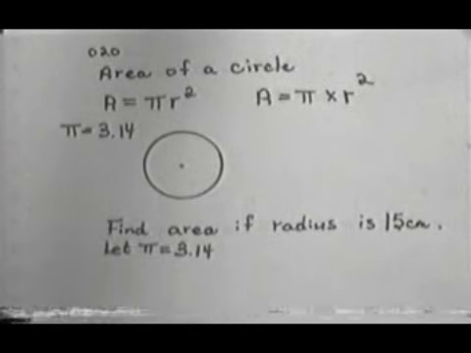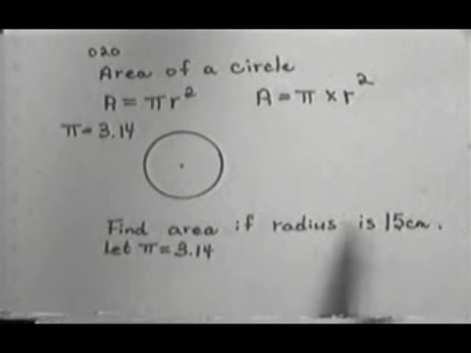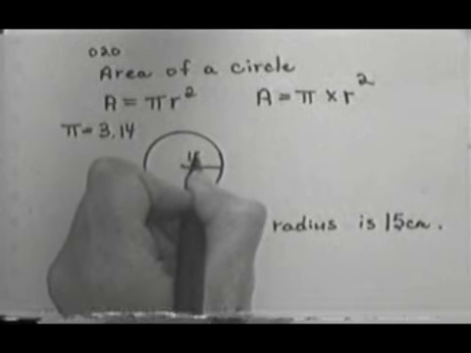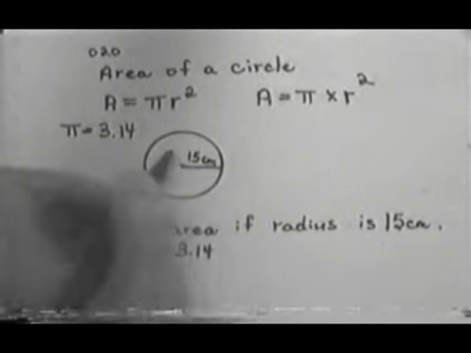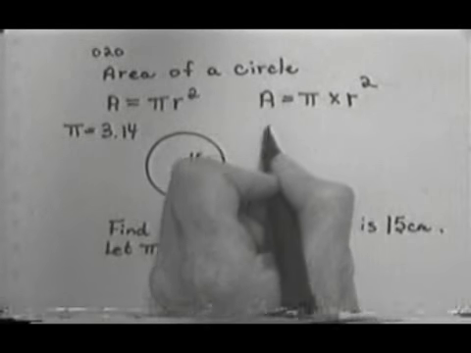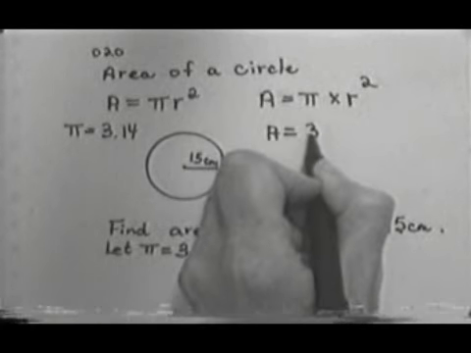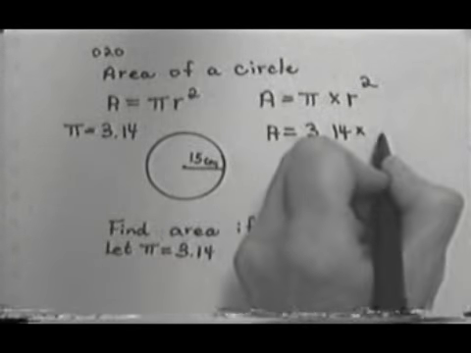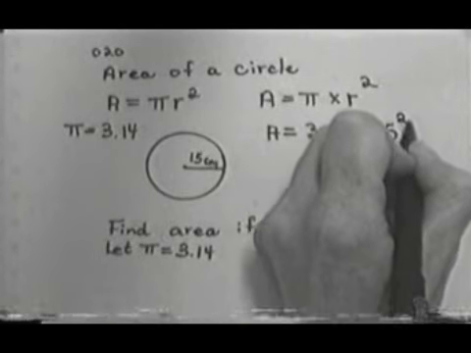So let's look at a problem. Suppose we were told that the radius of this circle was 15 centimeters. Now this circle's radius is much smaller than 15 centimeters, but let's imagine that its radius is 15 centimeters. And we want to find its area. And of course I said let pi be 3.14. So let's go up here and plug into the formula. Area is 3.14 times our radius, which is 15, squared.